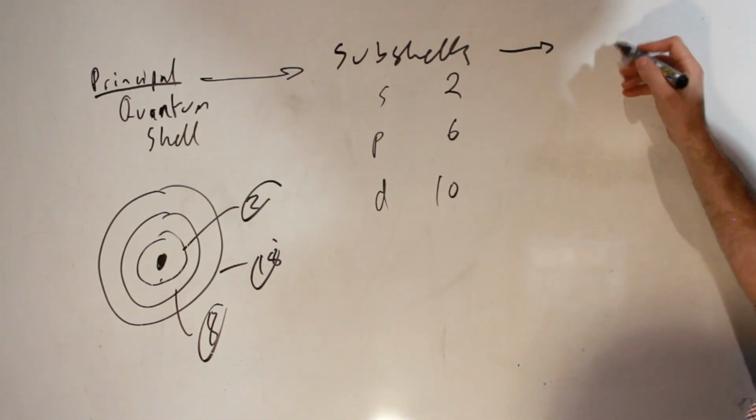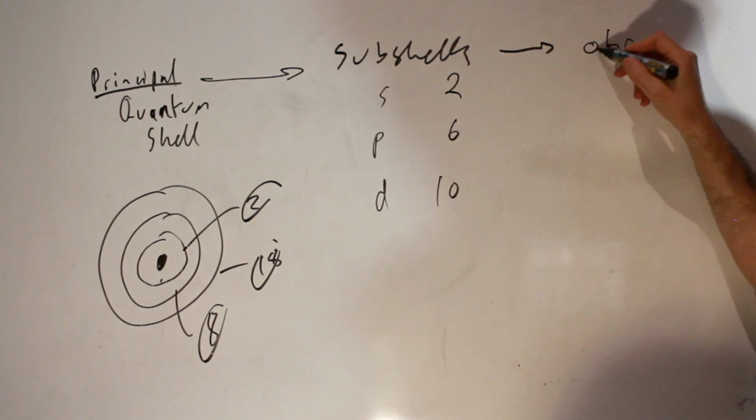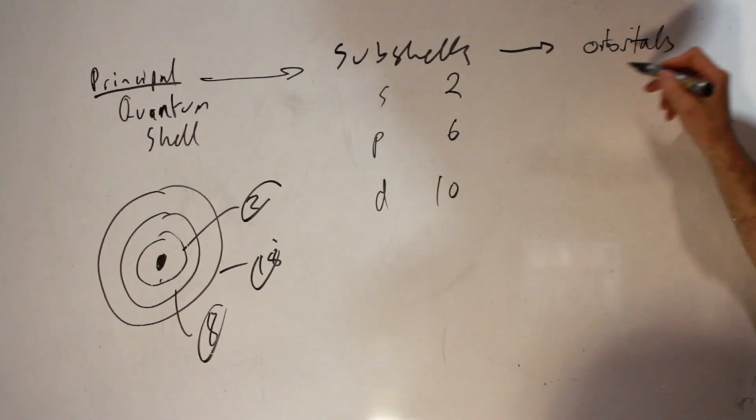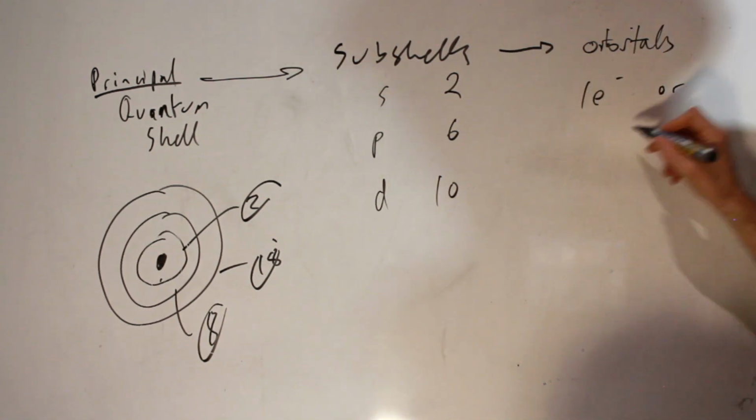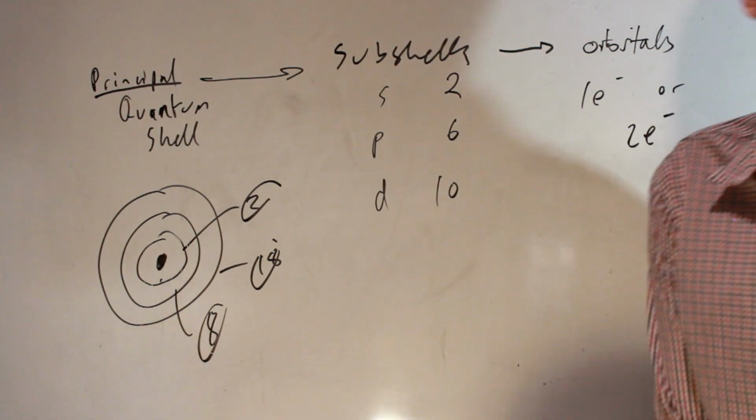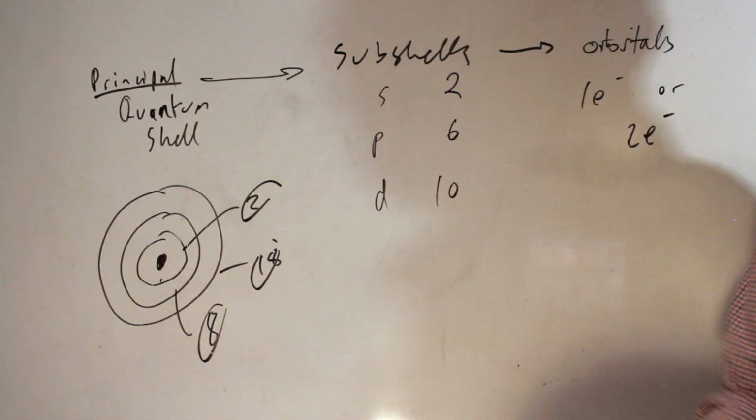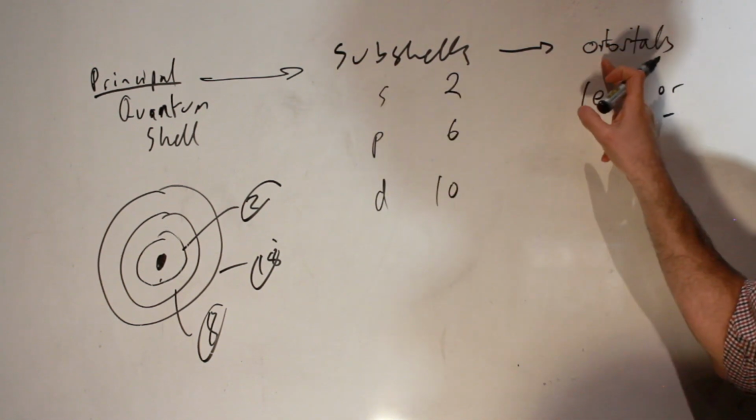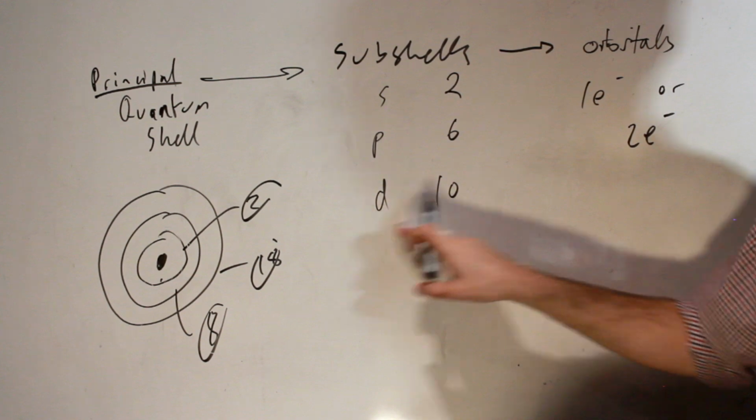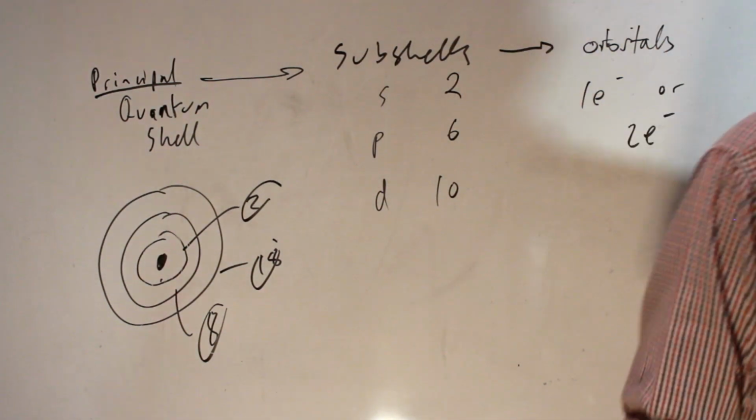And then within the subshells, we have the atomic orbitals. I cannot spell today to save my life. The orbitals can hold 1 electron or 2 electrons, and that's it. So depending on how many electrons a subshell can hold will depend on how many orbitals it has. Our s subshell has 1 orbital, our p subshell has 3 orbitals, our d subshell has 5 orbitals.